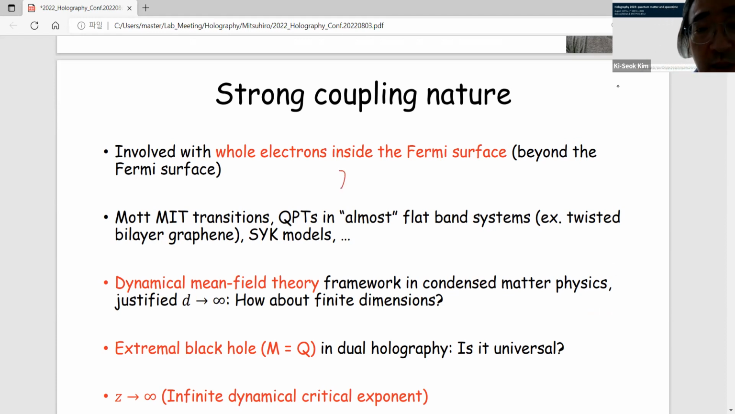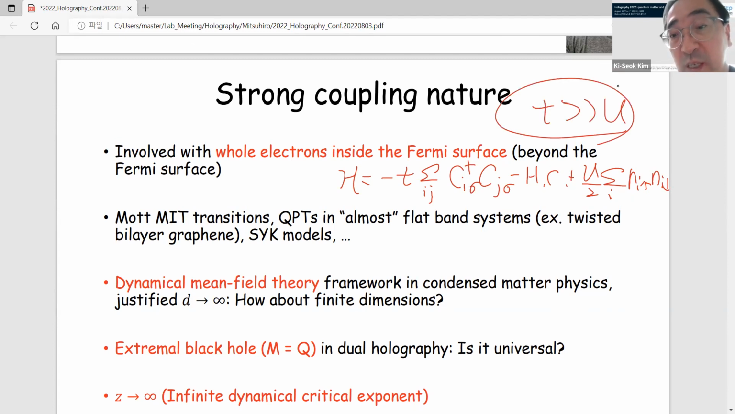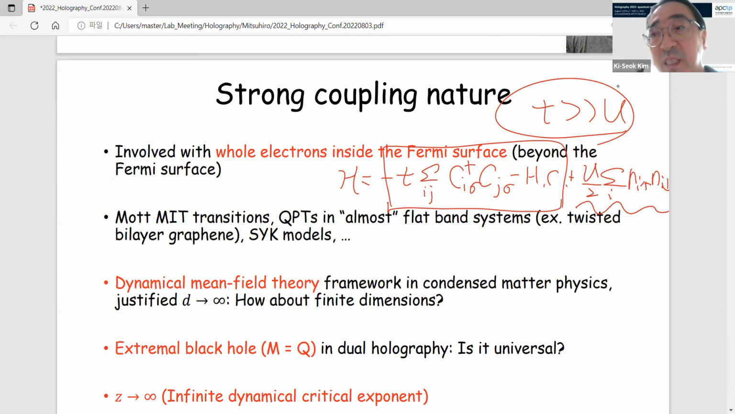Suppose a certain lattice model. Let's consider some very simple lattice model. I and J mean site indices, and sigma means the spin index. Usually we consider this term as a UV fixed point and deal with this interaction as a perturbation. But in this case, the electrons near the Fermi surface are the main actors.